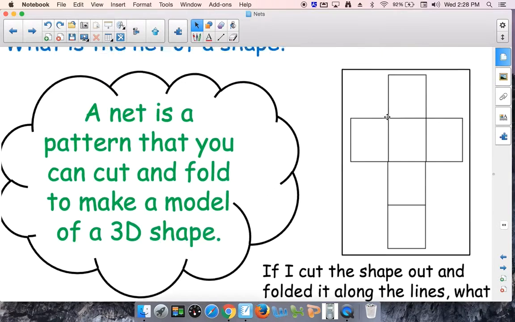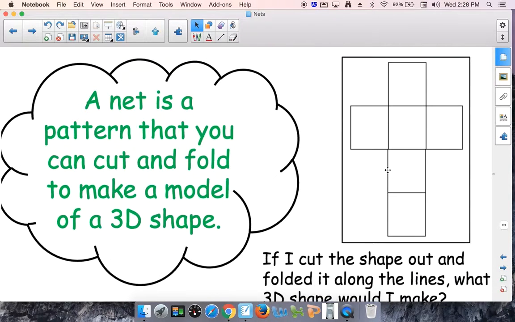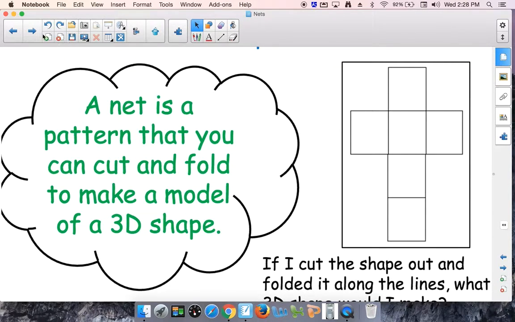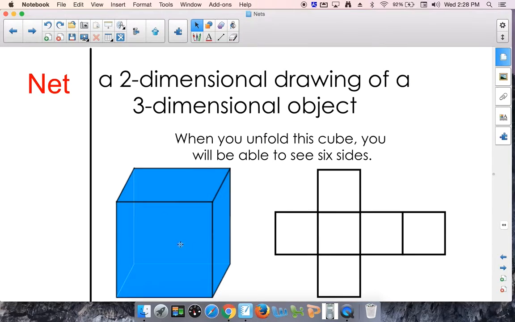So if you cut and folded this one along its lines, what would it make? It would make a cube. So a net, you need to get this in your notebook, is a two-dimensional drawing of a three-dimensional object.